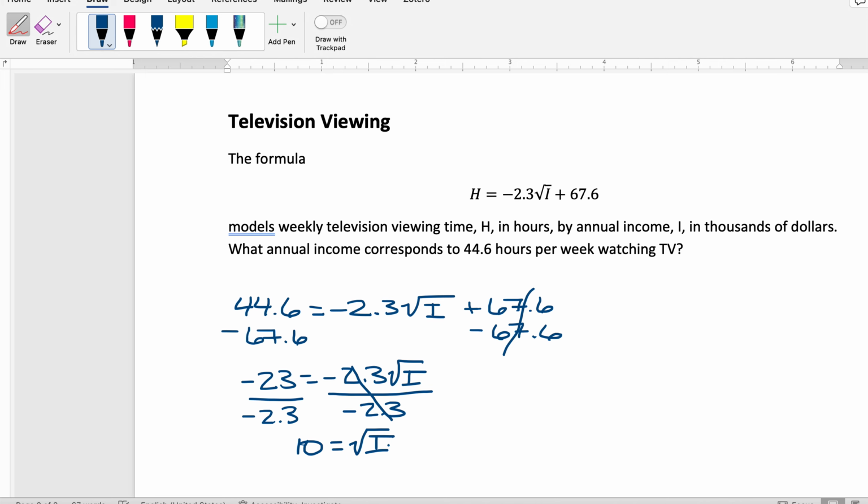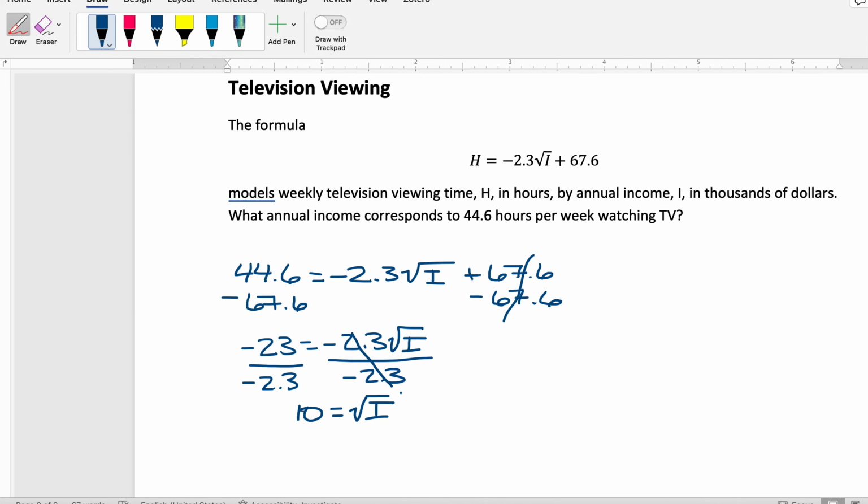So once I have the square root by itself, I can square both sides to get rid of the square root. And so I get I equals 100. Now, it's important with these problems to go back to your question and think about what that means about the answer. I'm looking for annual income in thousands of dollars. So this is not $100 annual income, it's $100,000 annual income. So that would be my answer to the question. It would be $100,000.